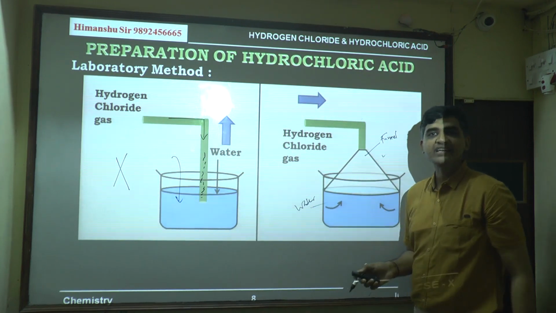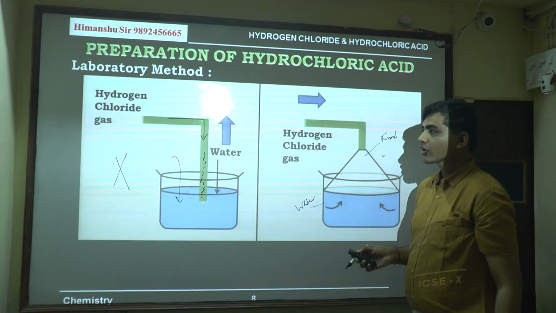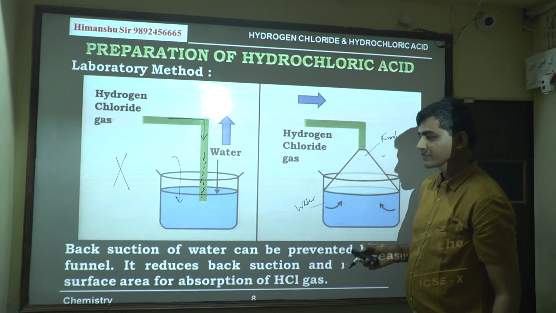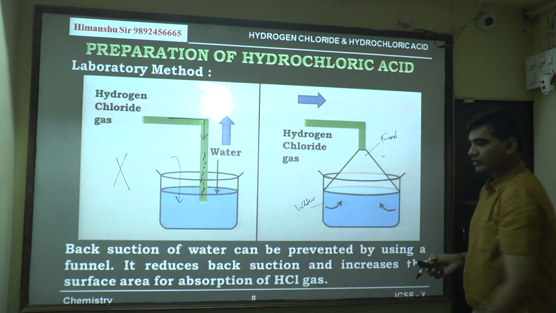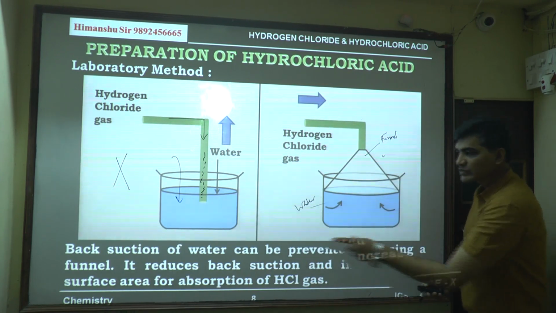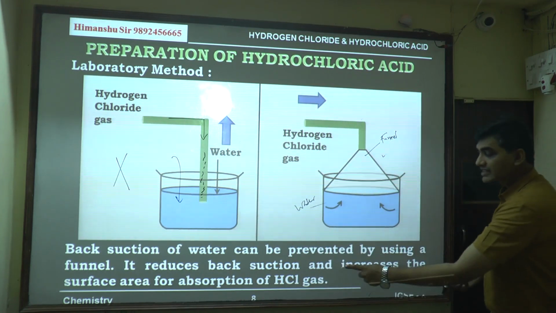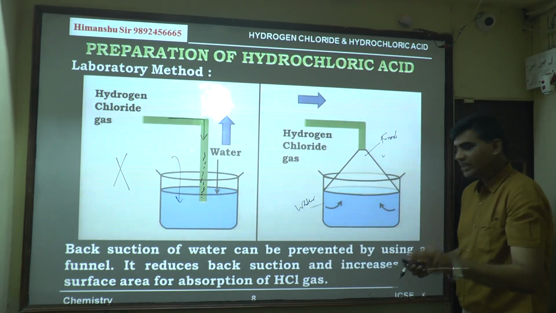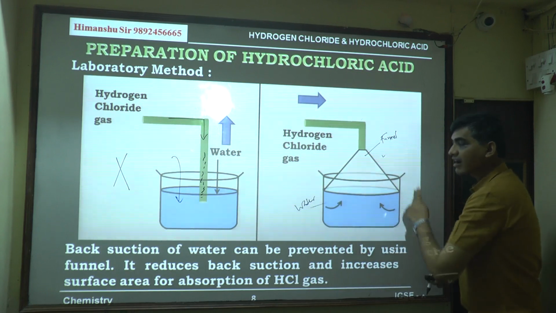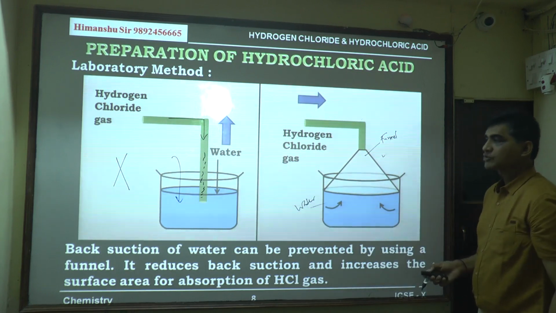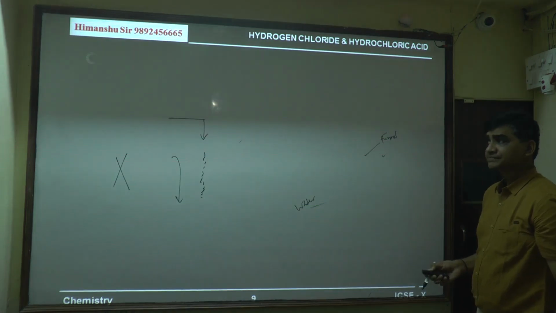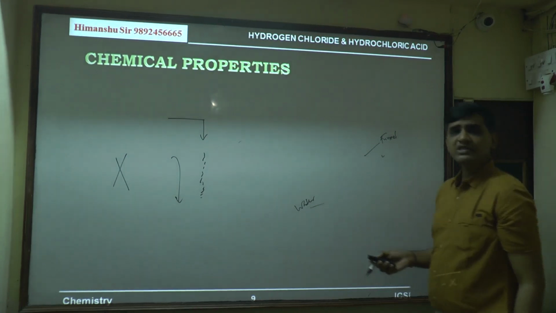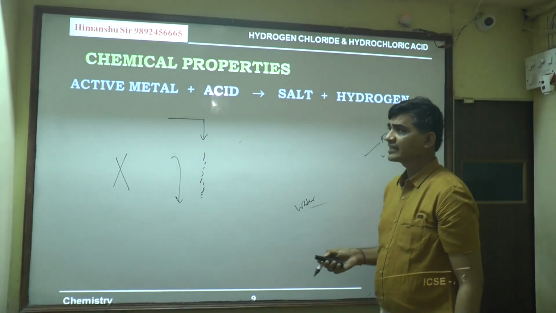We cannot directly dissolve it into water. We have to use the funnel experiment. Back suction of water you can prevent by using the funnel. It reduces, prevents or minimizes back suction, and it gives a larger surface area for the absorption of HCl gas. Now we are going to study chemical properties.